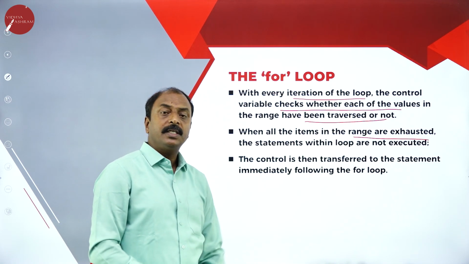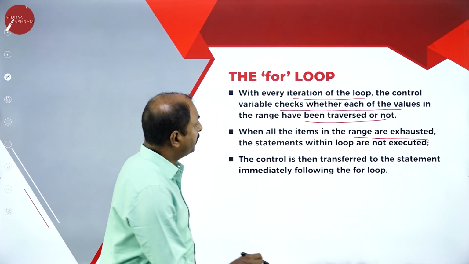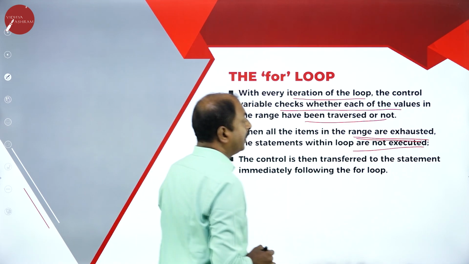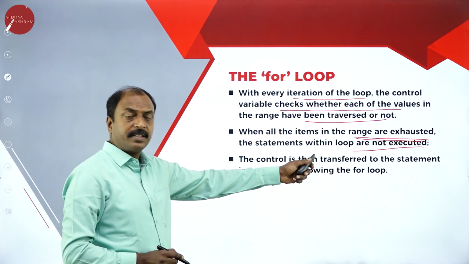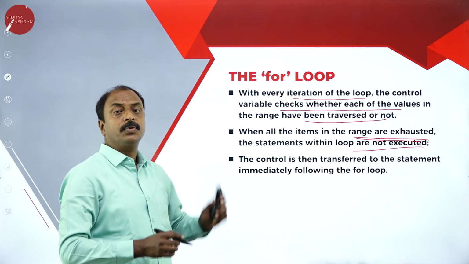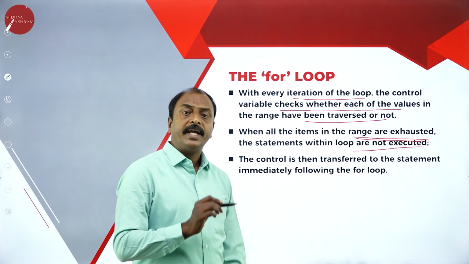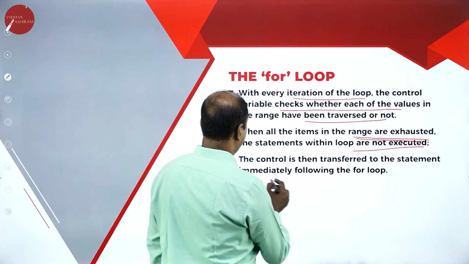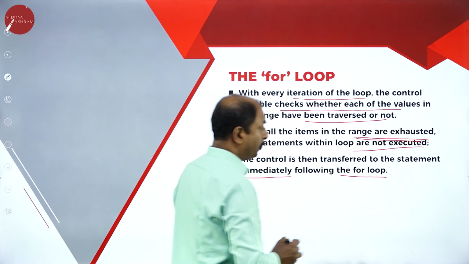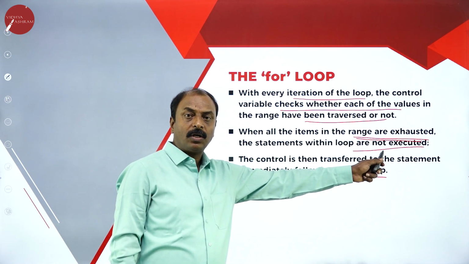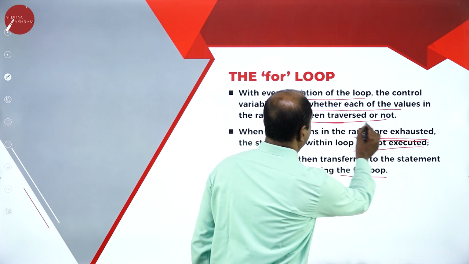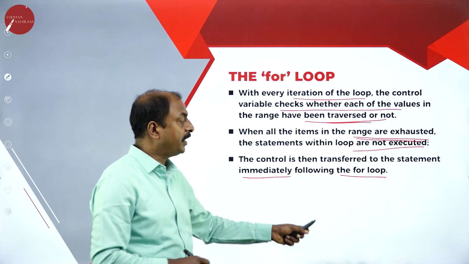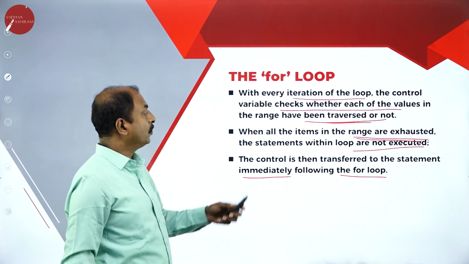The meaning here is that it is going to repeat the statements till all the values in the range are exhausted. This is where the for loop is going to stop. It repeats the statements till the end of the range given in the list. Now the control is transferred to the statement immediately following the for loop. Once all the values in the given list are traversed, here we use the word traverse, meaning used or printed, it then executes the statement after the for loop. So this is how the for loop works.